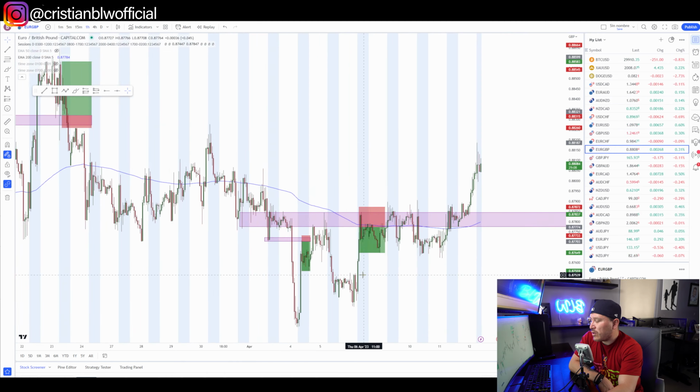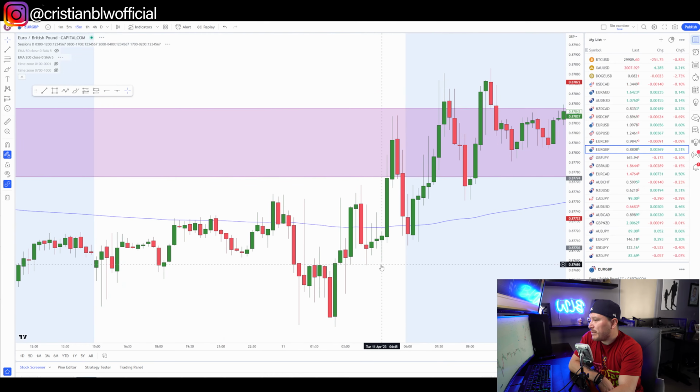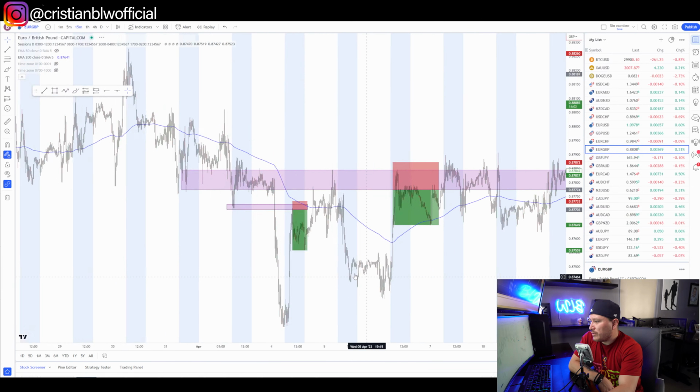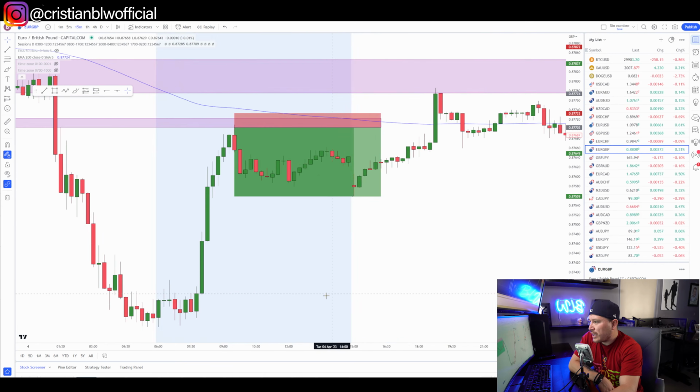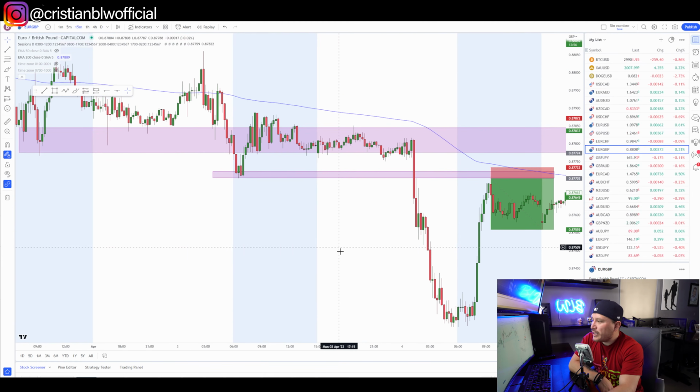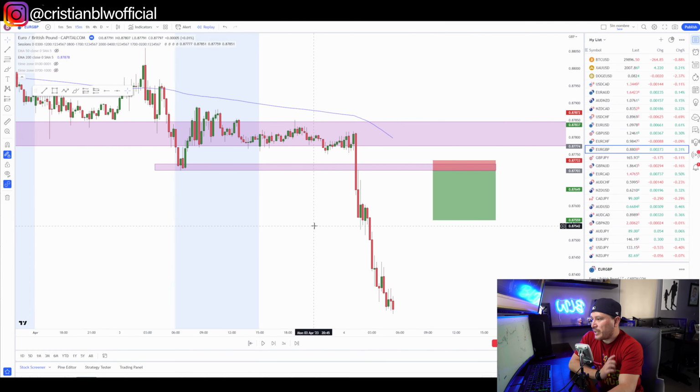The Euro GBP that I sent, the first one was right here. It was actually on the 15 minutes. That was the first trade that I sent. It was this one right here. Take a look at the actual entry. At the moment that I analyzed the trade, let me go ahead and do a replay right now, because I want you to understand exactly what I did.